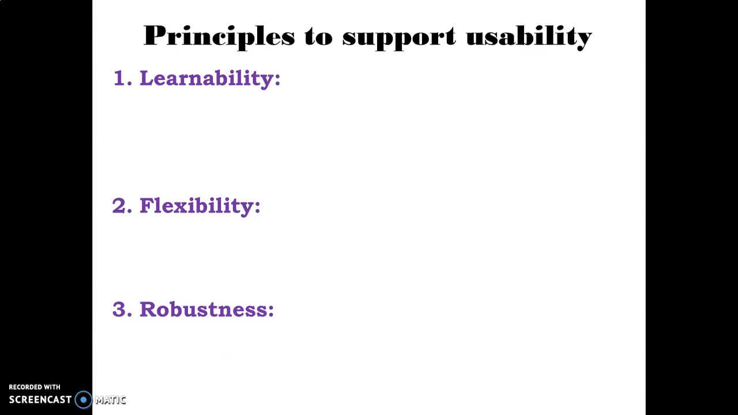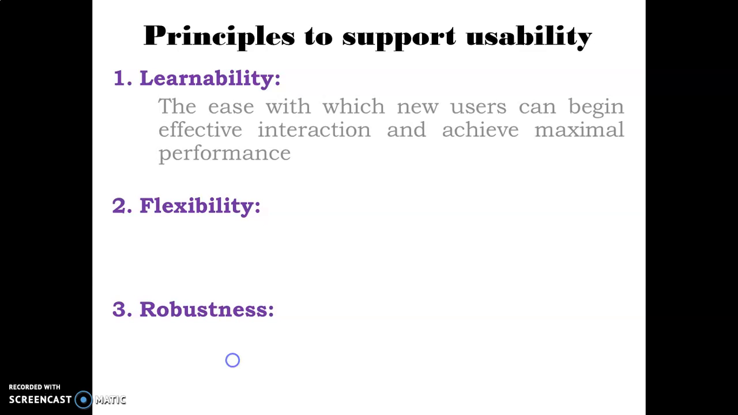Now let's come towards the main part which talks about the principles which support usability. So what are principles? Those are nothing but the abstract design rules which can be applied to the design of an interactive system in order to promote its usability. Here, we'll now learn a collection of usability principles. They are broadly categorized into three types: learnability, flexibility, and robustness.